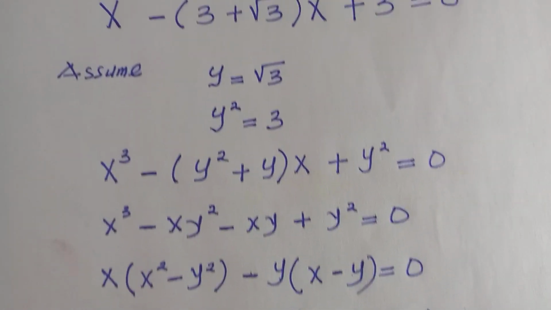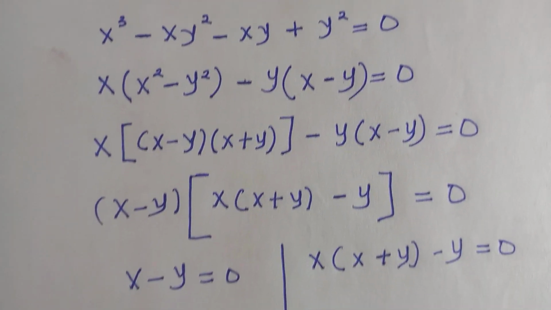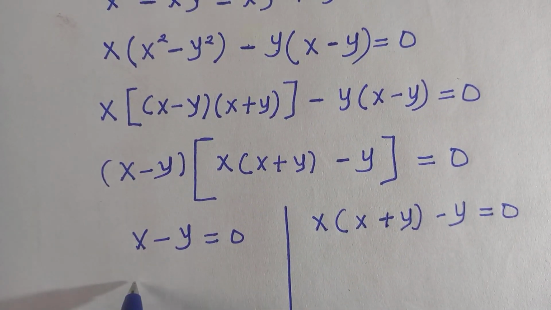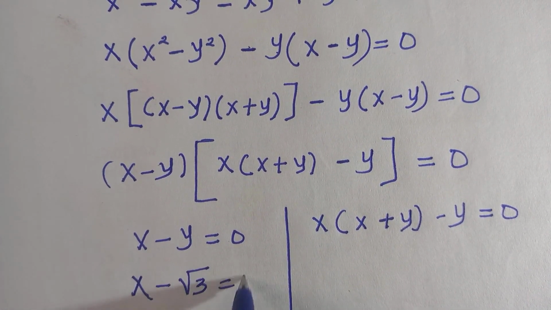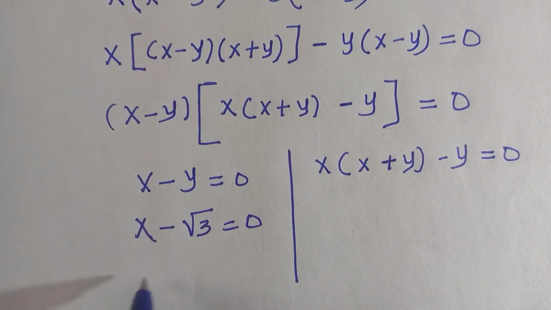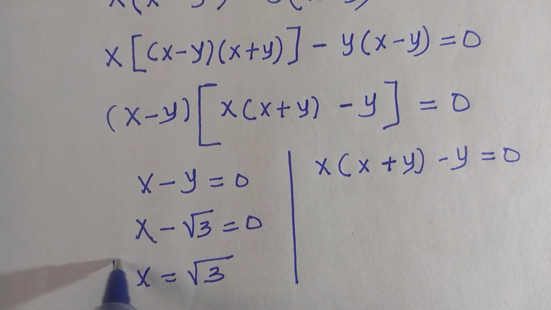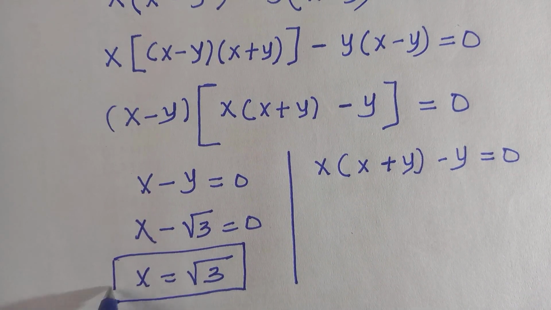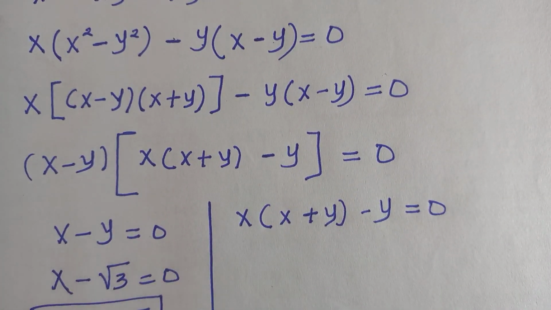But from what we let above, y equals root 3. So we are going to replace it here. And we have x minus root 3 equals 0. Which means x equals root 3. And here is the first solution to the cubic equation.